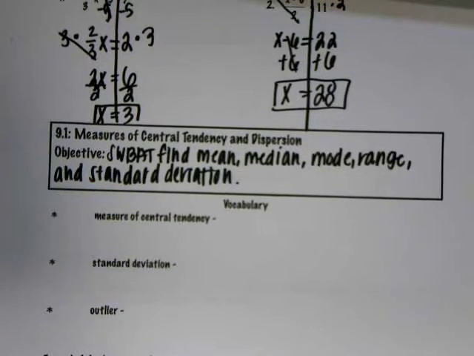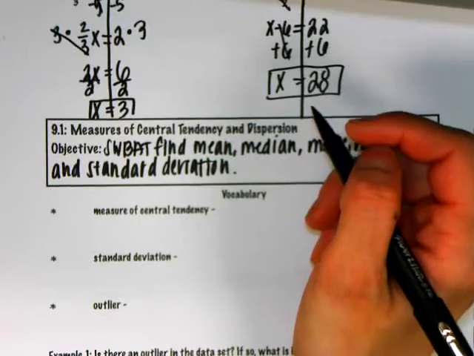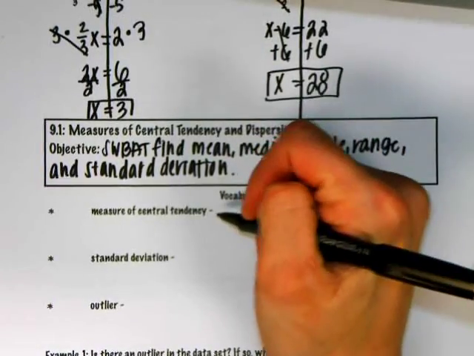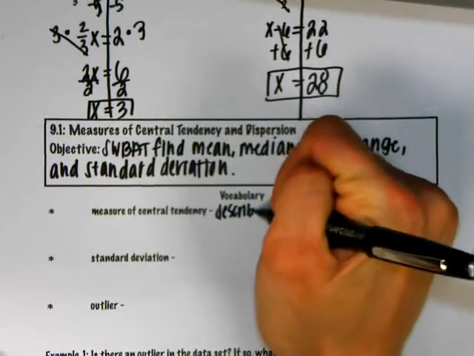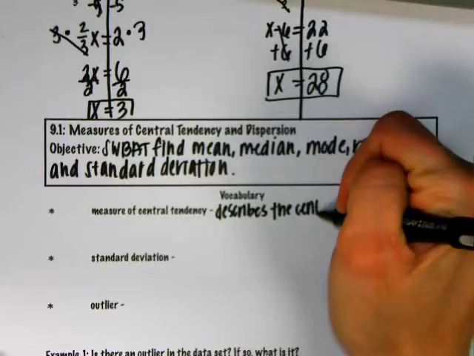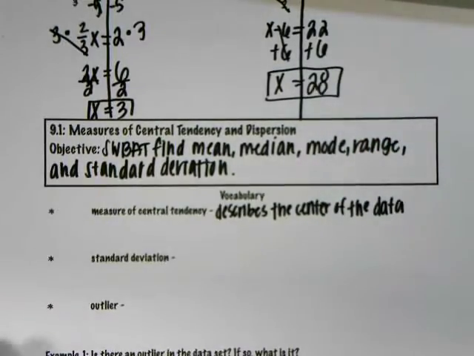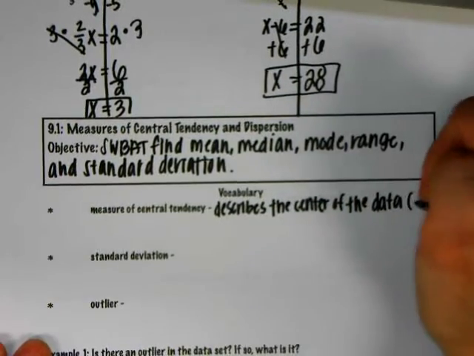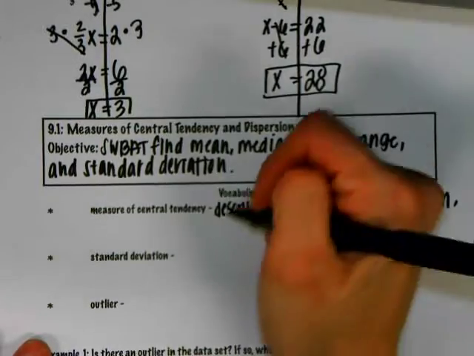Okay, so for vocab, we're going to kind of switch the vocab up a little bit. We're going to kind of add to it. So a measure of central tendency describes the center of the data. So that's going to be your mean and your median.